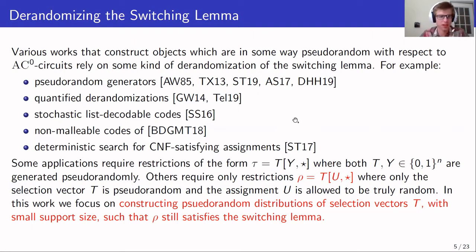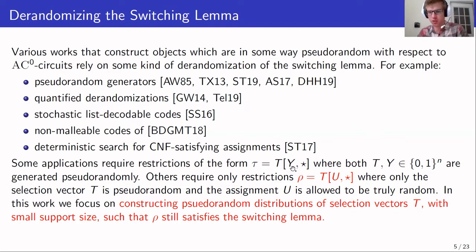So what do I mean by de-randomization of the switching lemma? It is some explicit construction of a set of restrictions, of size as small as possible, that nevertheless satisfies the property that if you pick a random restriction from that set, it simplifies DNFs about as well as an actual random restriction would.